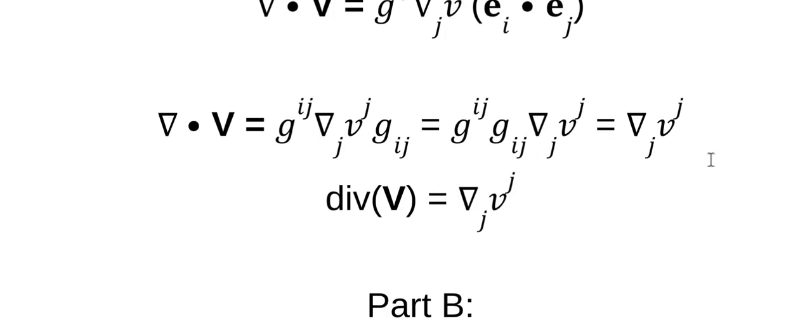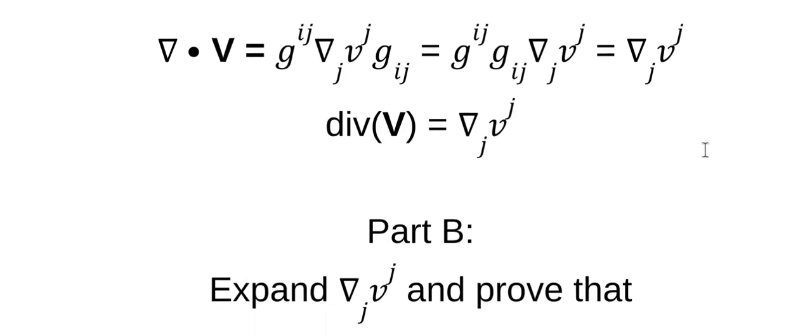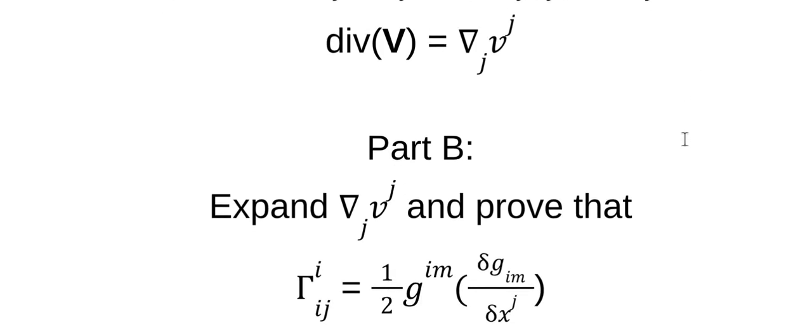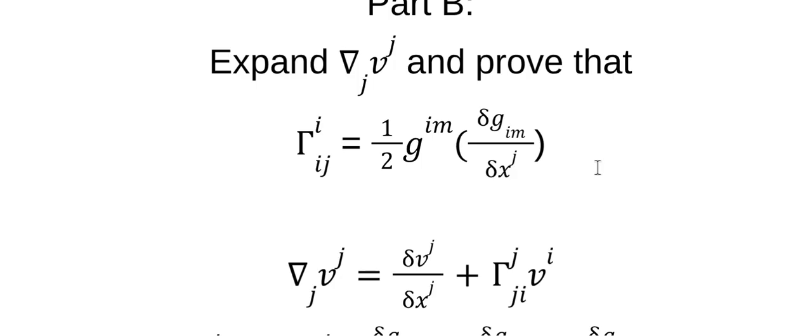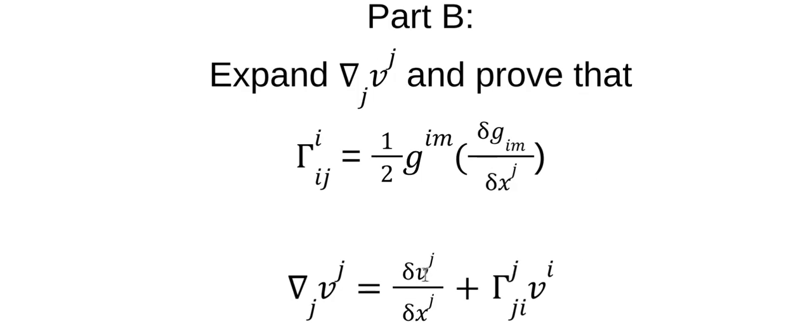Now, I said in part B, expand this covariant derivative, this one, and prove that the Christoffel symbol, which you get from that expansion, is equal to just this. And you notice this is a contracted Christoffel symbol, which we also have not done. Okay? So let's write it out the way we know how, which is you always take the partial derivative of whatever this is with respect to the coordinate, which is J, right?